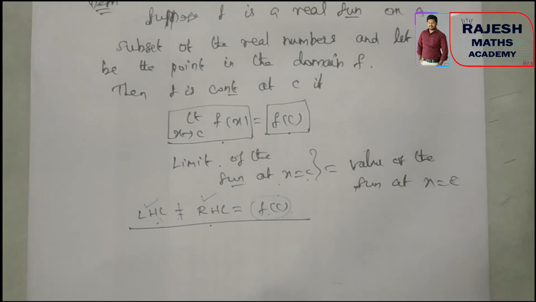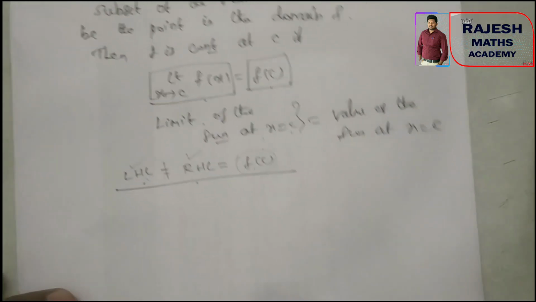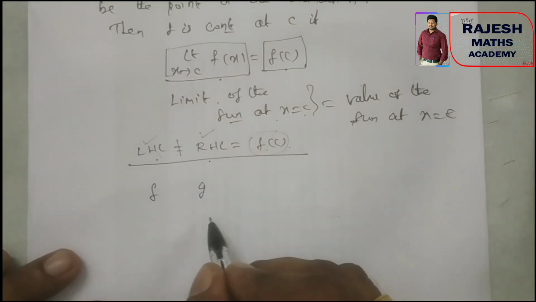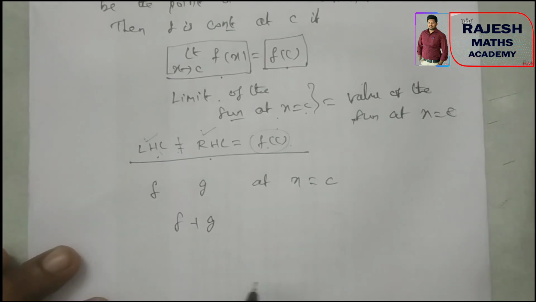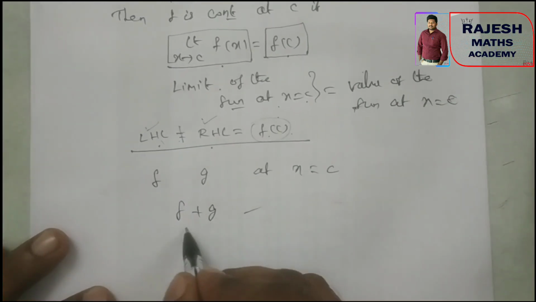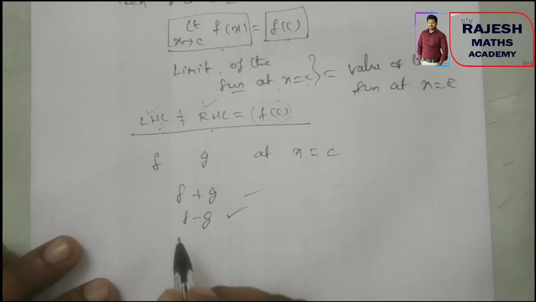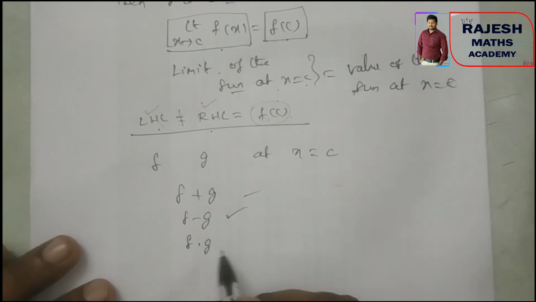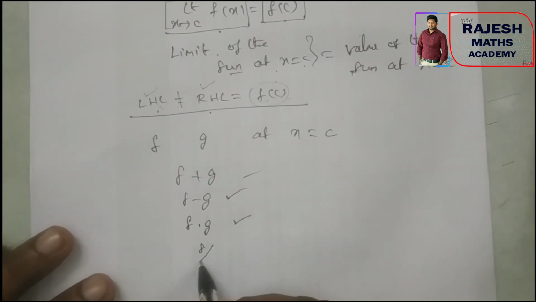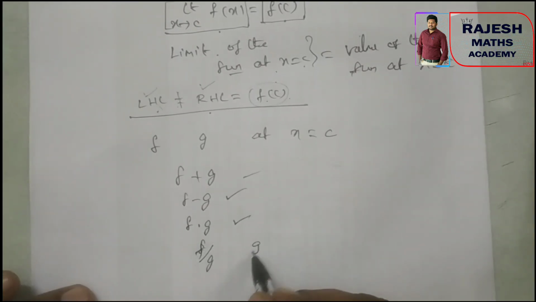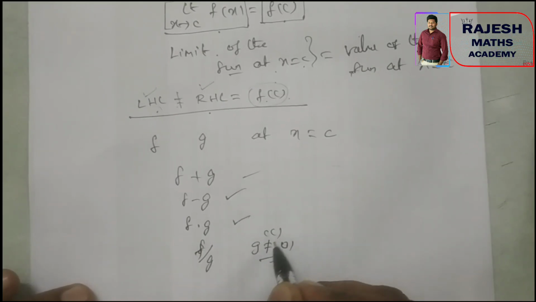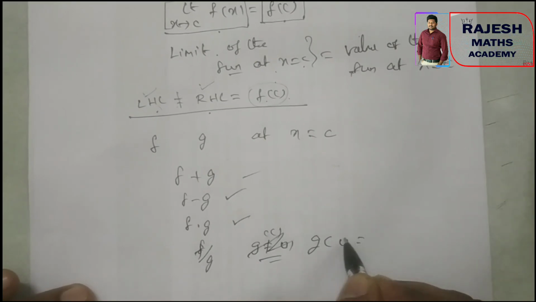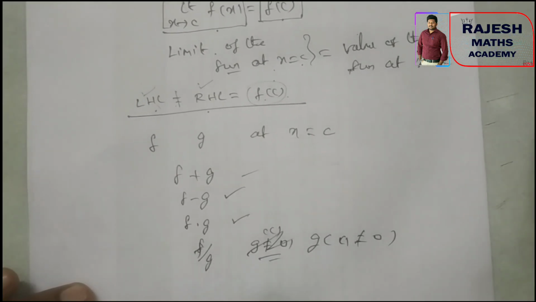From the theorem we can write some basic results. If f is continuous and g is continuous at the point x equal to c, we can say that f plus g is also continuous, f minus g is also continuous, f dot g, that is f into g, is also continuous, and finally f divided by g is also continuous provided g of c is not equal to 0.